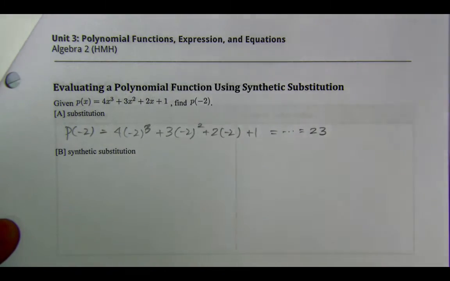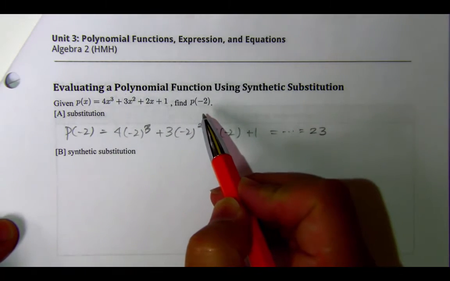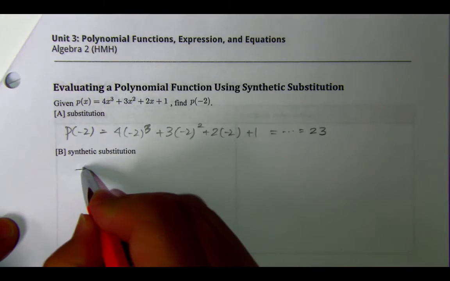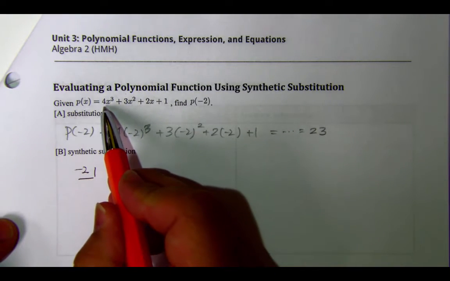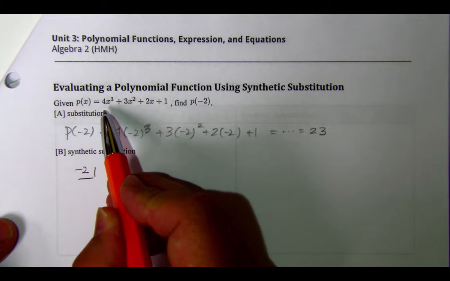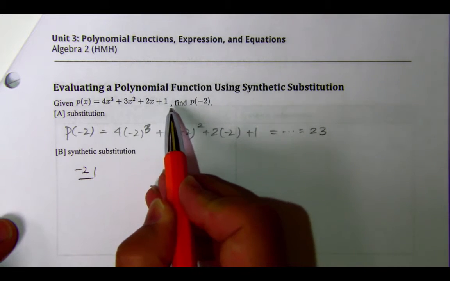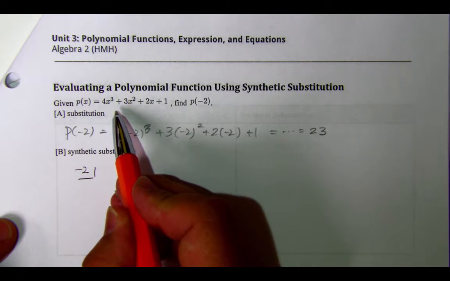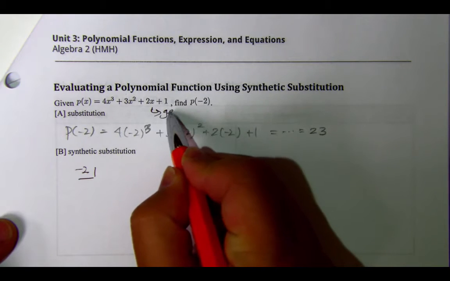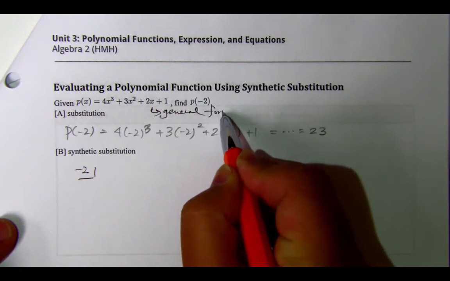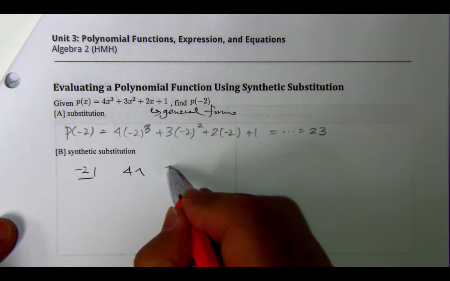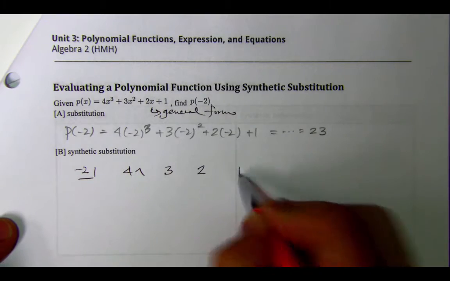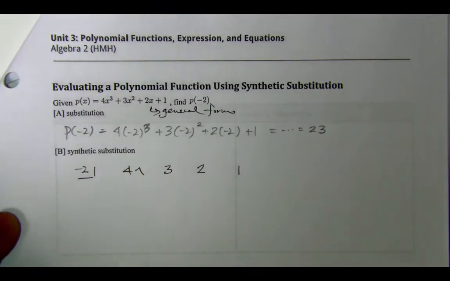The way we do that is to have the input value, -2, on the side like this. And then we would write down the coefficients of individual terms, 4, 3, 2, 1. Make sure that this is in descending order, make sure that this is in general form. Okay, guys? So when you do that, that's 4, 3, 2, and 1.